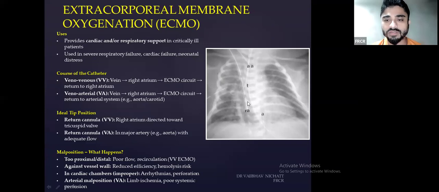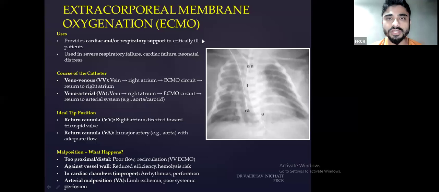One is a draining tube and the other is a reinfusion tube. So what is the function of the draining tube? The deoxygenated blood will go from the draining tube into the ECMO machine, and in the ECMO machine CO2 will be pulled out from the blood and oxygen put into the blood.